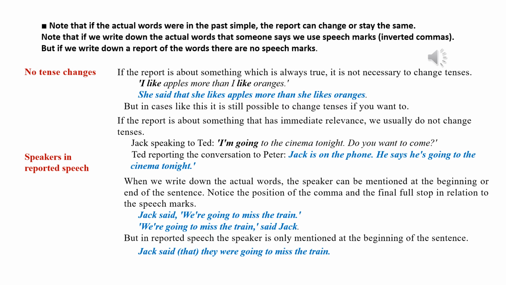When we write down the actual words, the speaker can be mentioned at the beginning or end of the sentence. Notice the position of the comma and the final full stop in relation to the speech marks. Jack said, "We're going to miss the train." "We're going to miss the train," said Jack. But in reported speech, the speaker is only mentioned at the beginning of the sentence. Jack said that they were going to miss the train.